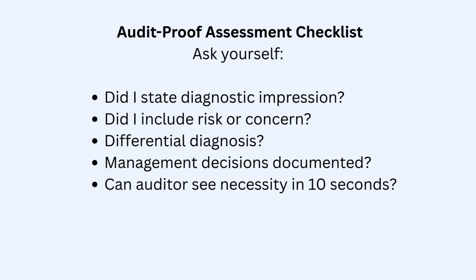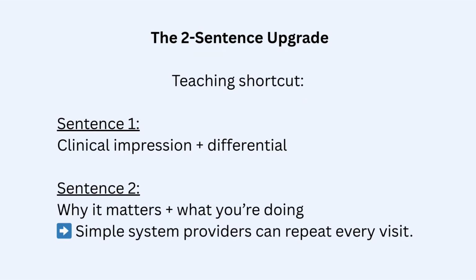Now, audit proof assessment checklist. So what you want to ask yourself is, did I state diagnostic impression? Did I include risk or concern? Differential diagnosis, management decision documentation, and can an auditor see necessity in 10 seconds? Okay, so just think of this when you're doing your assessment.